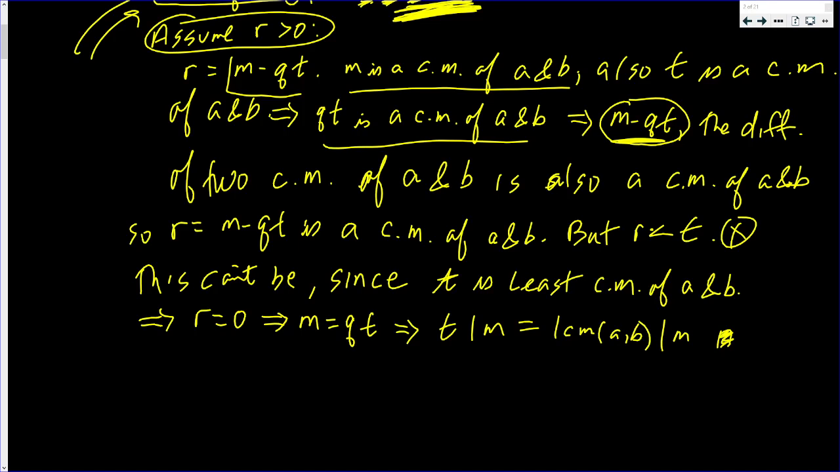Basically, I used definitions. I used the division algorithm and some divisibility rules. If the difference of two common multiples of a and b, or even two common multiples of just a, their difference is also going to be a common multiple of a.